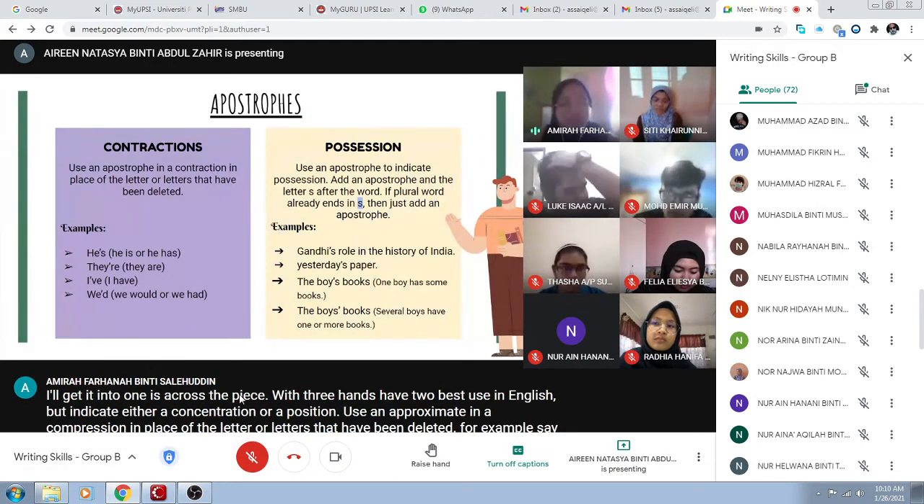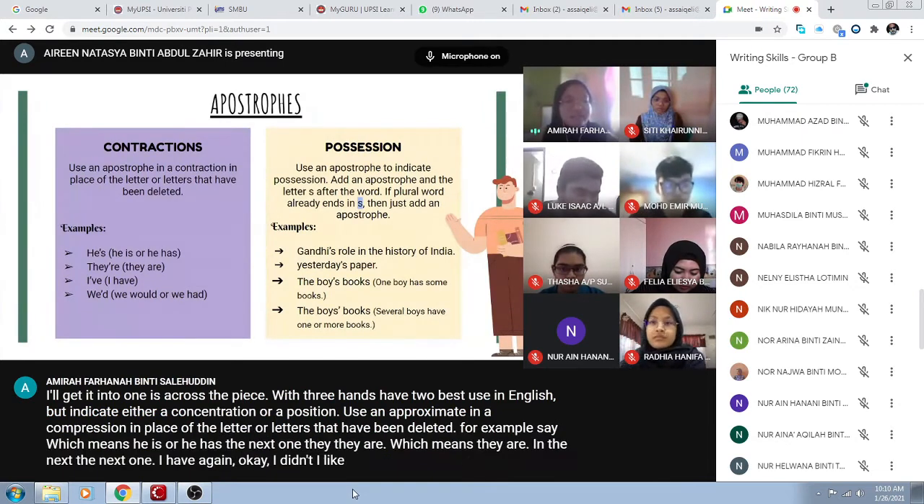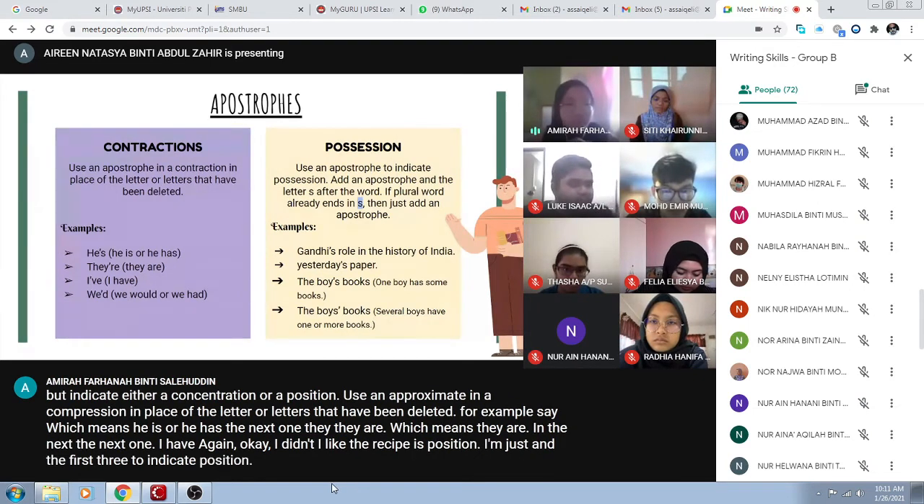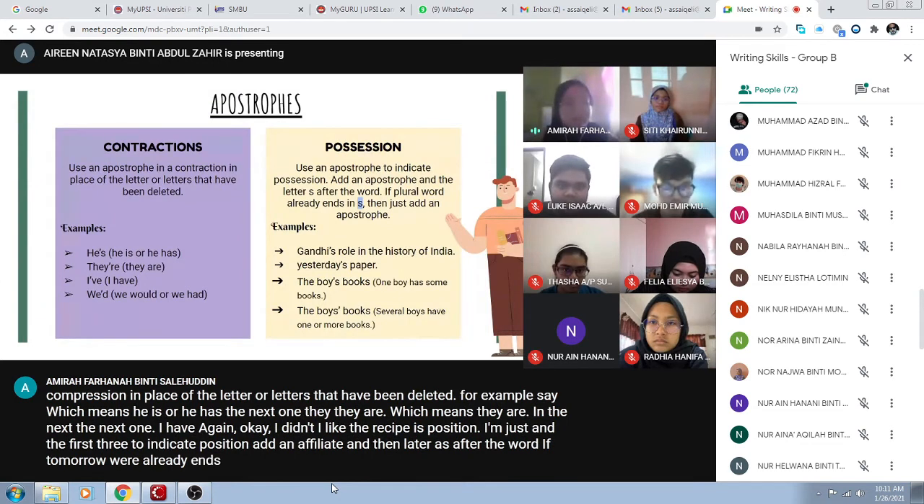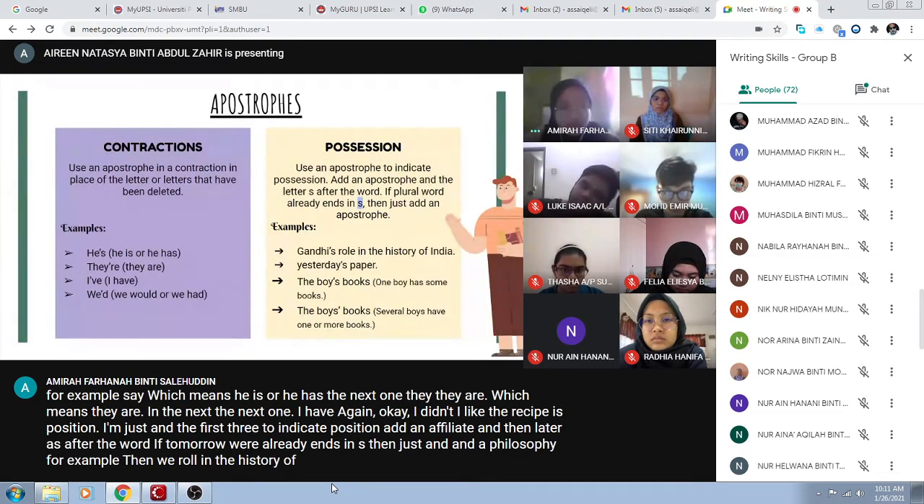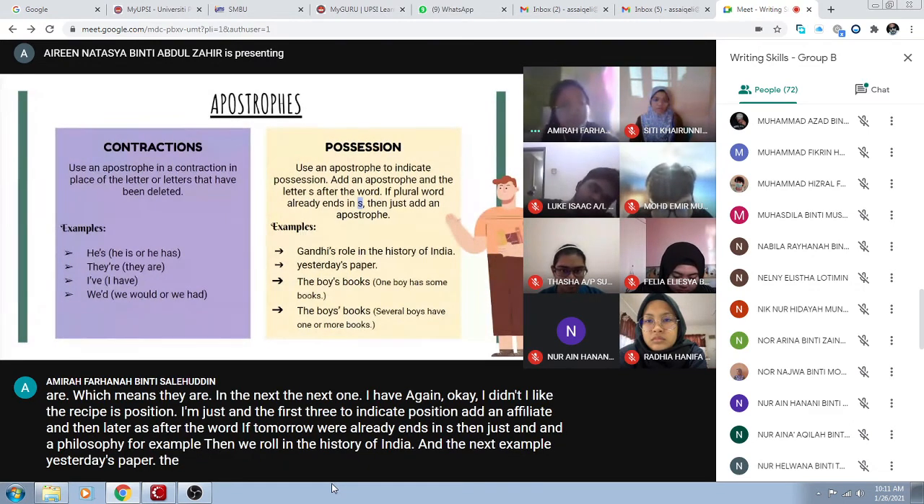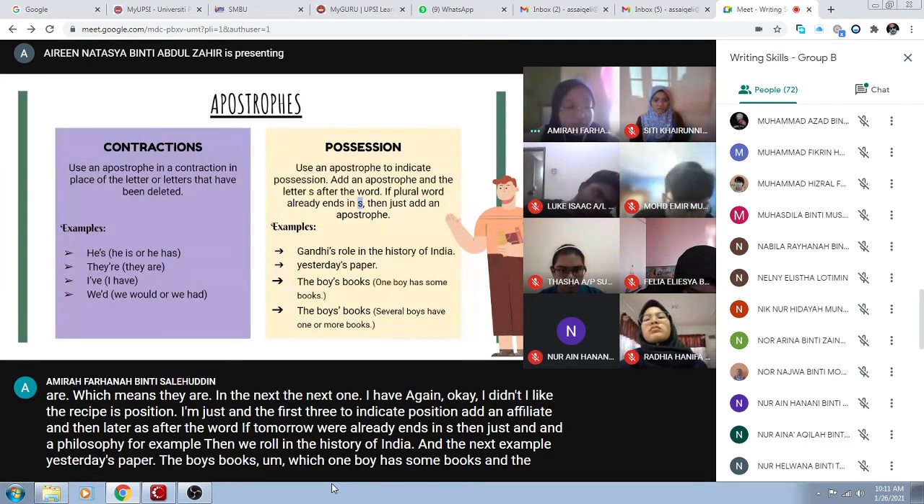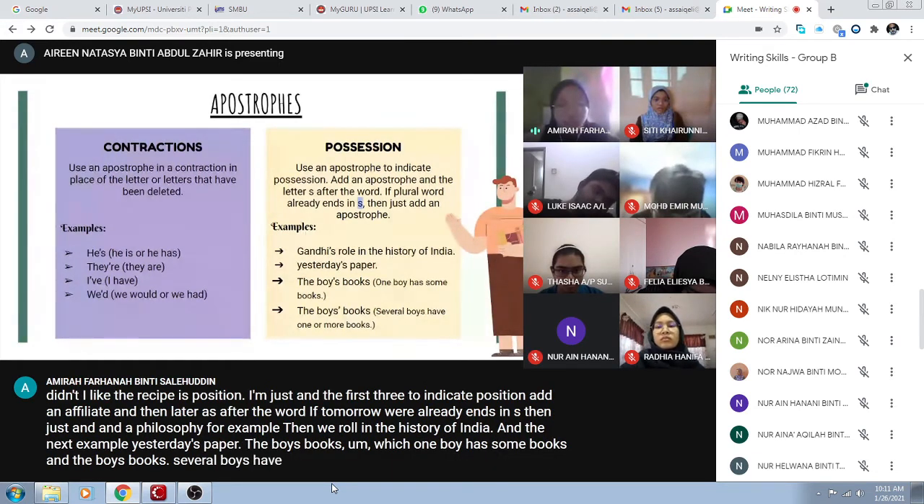The next apostrophe is possession. Use an apostrophe to indicate possession. Add an apostrophe and the letter S after the word. If a plural word already ends in S, then just add an apostrophe. For example, Gandhi's role in the history of India. The next example, yesterday's paper. The boy's book, which means one boy has some books, and the boys' books. Several boys have one or more books.